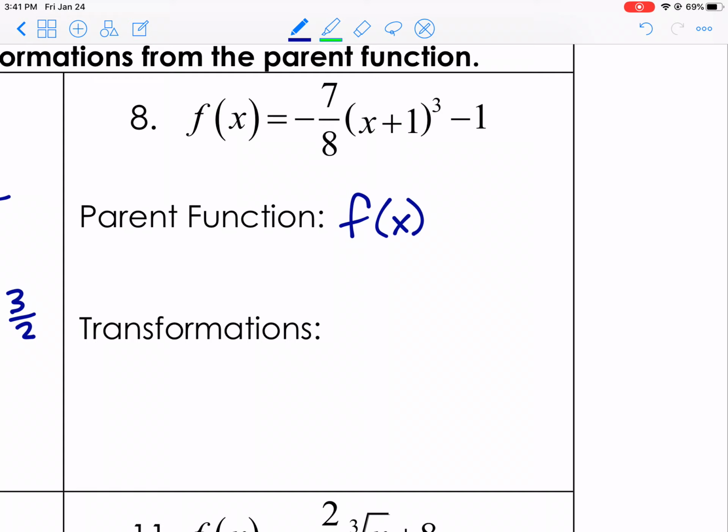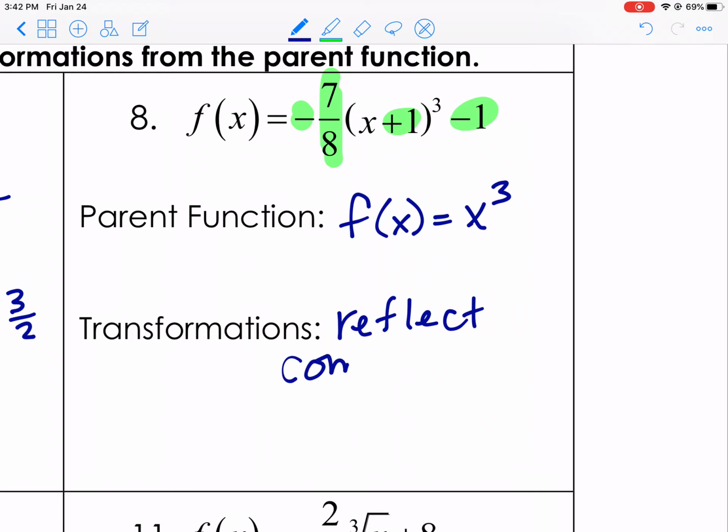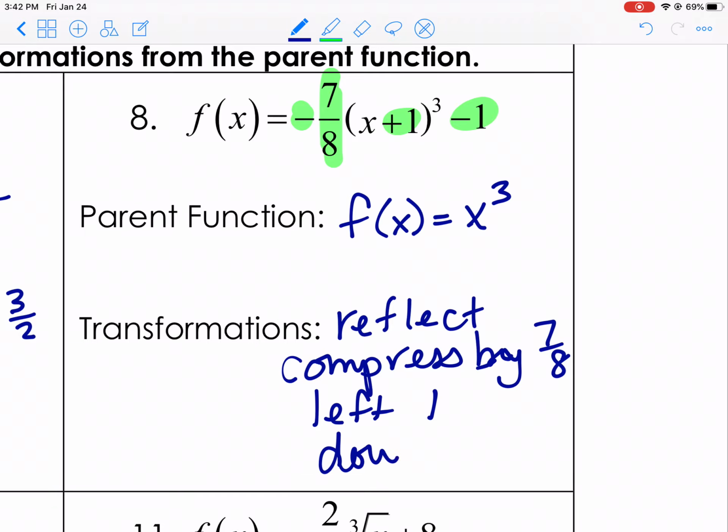This is a cubic parent function. -7/8, +1, -1. Okay, that negative is reflect. 7/8 is a compress because it's less than 1. Compress by 7/8. +1 inside the function is a left 1, and -1 outside the function is a down 1.